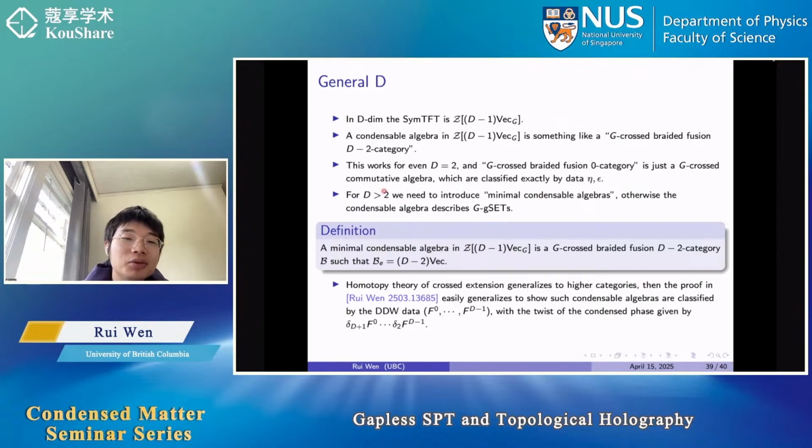And for d greater than 2, we need to introduce a concept like minimal condensable algebra. Otherwise, the condensable algebra should describe gapless SETs. So here's a formal definition. A minimal condensable algebra in the d-1 Vec_G is a G-crossed braided fusion (d-2)-category such that its trivial component is (d-2)-Vec. And so homotopy theory of fusion extensions generalizes to higher categories. The proof in this paper can be generalized to show that such condensable algebras are exactly classified by the decorated domain wall data all the way to F_{d-1}, with the twist of the condensed phase given by what we expect.